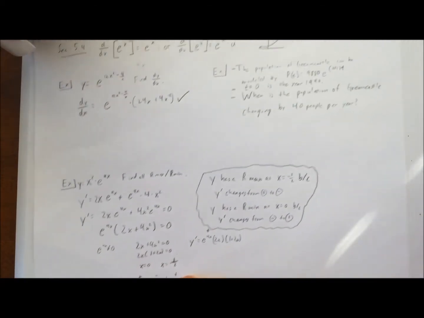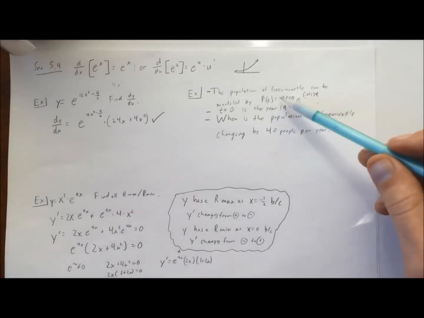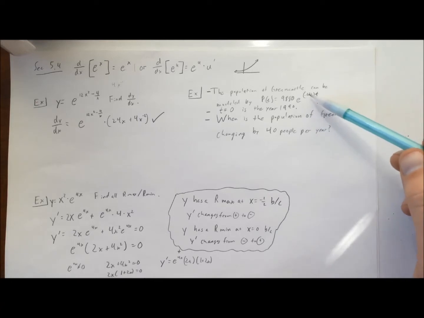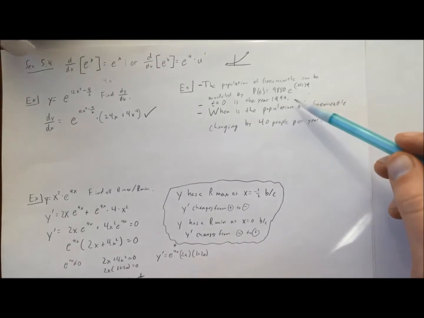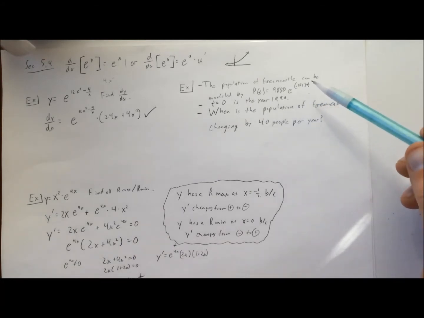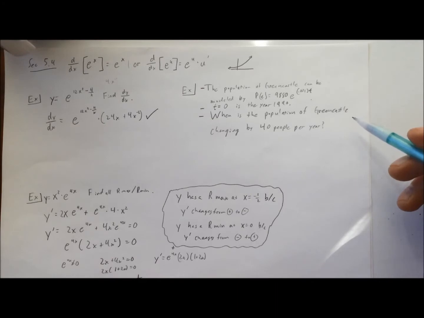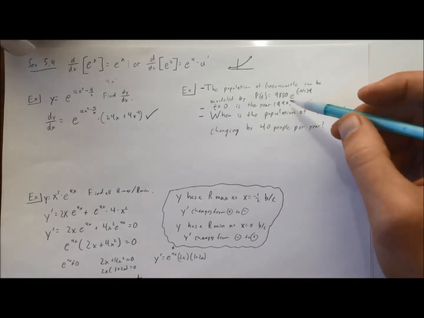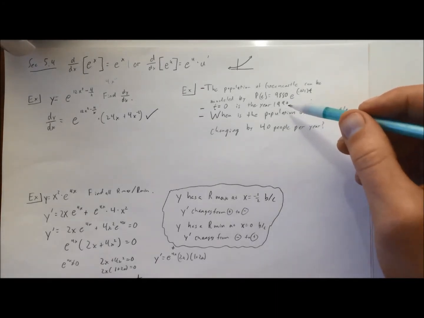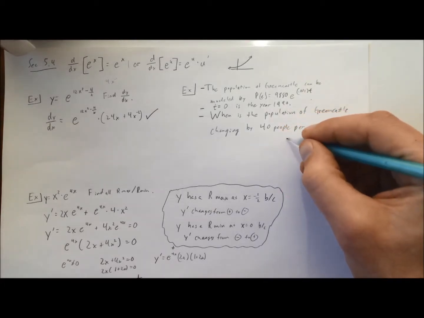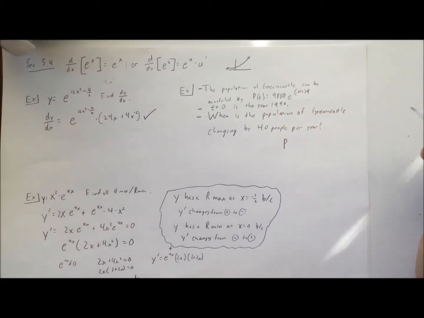Our next problem: the population of Greencastle can be modeled by P of t is equal to 9,880 e to the 0.031 t, where t is the year 1990. When is the population of Greencastle changing by 40 people per year? Well, to find out how fast something's changing, we need to find the derivative. So let's find the derivative of this thing.